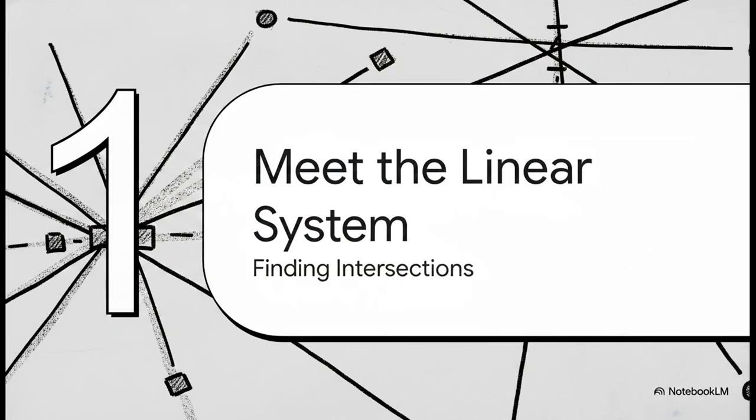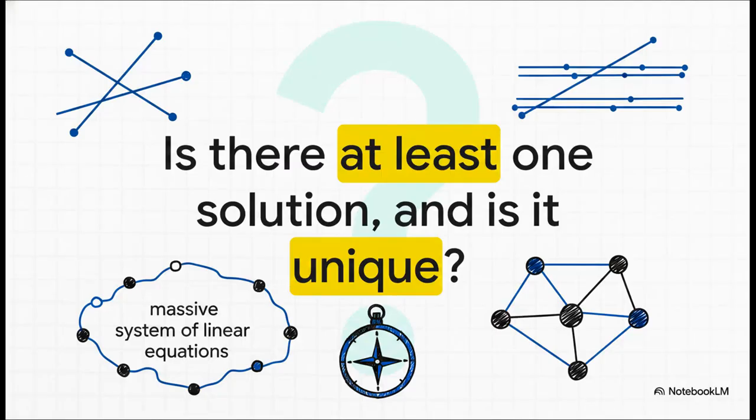Meet the linear system. Finding intersections. At its core, linear algebra is really just a highly structured way of solving a super relatable problem, finding exactly where different lines intersect in space. Whenever we're staring down a system of linear equations, and I don't care how massive or intimidating the dataset seems, we basically just have to ask ourselves two fundamental questions.